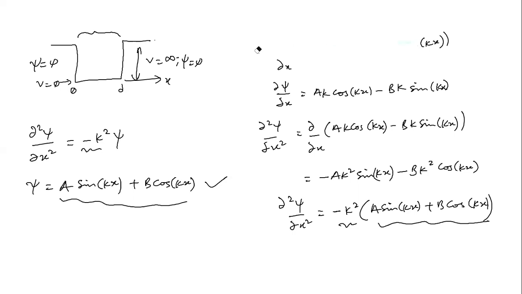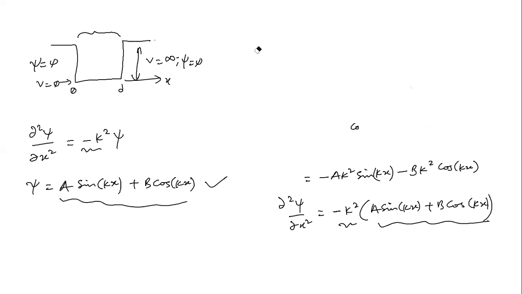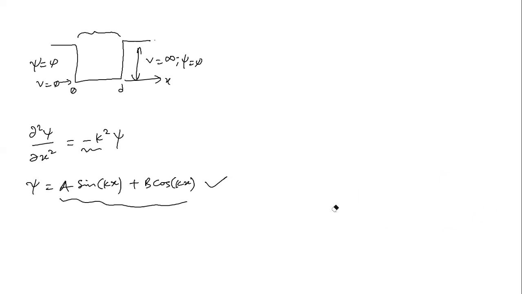Now, coming back to this, we know that the wave function is 0 outside the potential well. So it means that at these boundaries, the wave function is the same as 0.